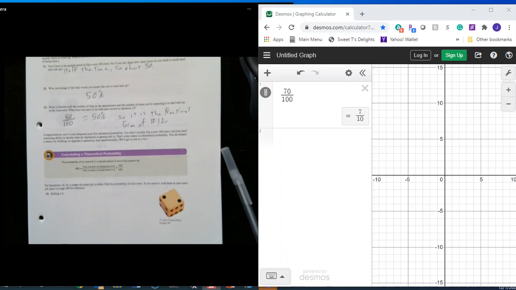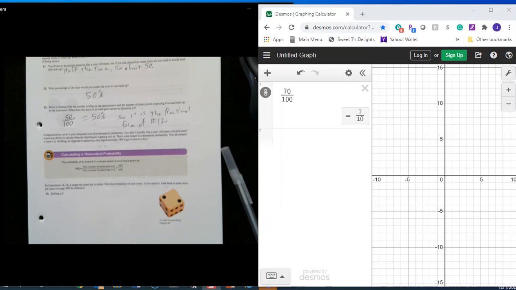Okay, congratulations. You just computed your first theoretical probability. You didn't actually flip a coin 100 times. You just used reasoning ability to decide what the likelihood of getting tails is. That's what makes it a theoretical probability. You develop a theory by thinking, as opposed to gathering data experimentally. We'll go to that in a bit.